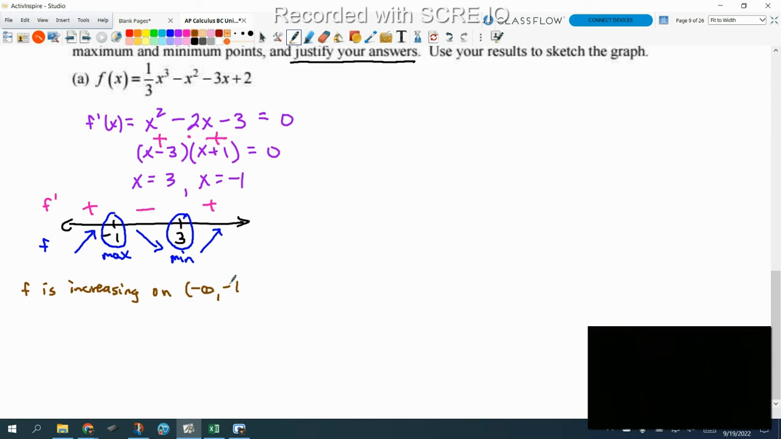Okay, nobody agrees whether we should put a square bracket or parentheses. I've heard a couple people now who will argue very strongly for a square bracket here, that it is in fact increasing at negative 1. I always put a parentheses, and the AP exam doesn't care what you use. They're going to give you credit for either one.